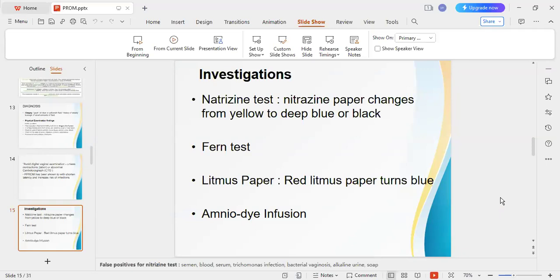This is a test that is quite specific, but it's expensive and it is invasive, where indigo carmine is infiltrated into the amniotic fluid, through amniocentesis, and then a pad or a tampon is placed in the vagina of the patient, and after about 30 to 60 minutes, you would see that the liquor coming from the pad or the tampon is stained with a blue color. Then you know that yes, this patient is actually leaking, or this patient is having PROM.